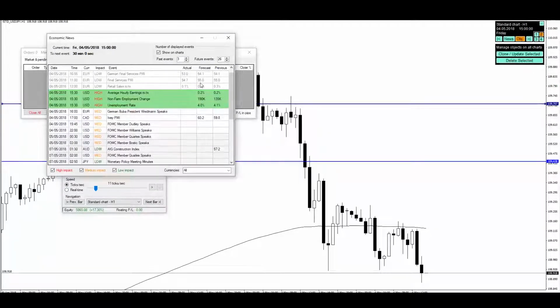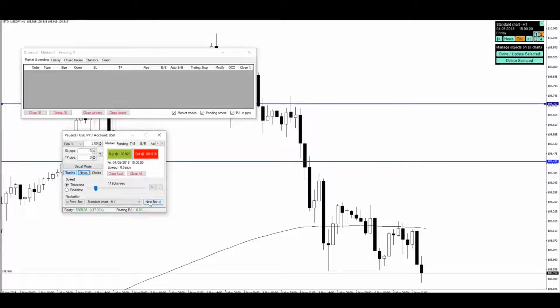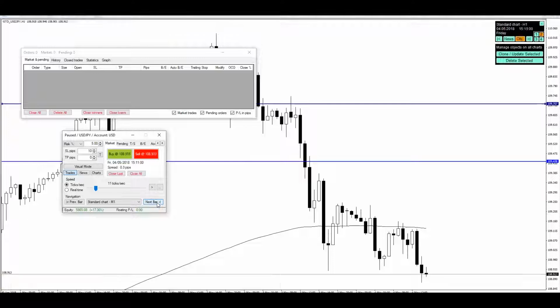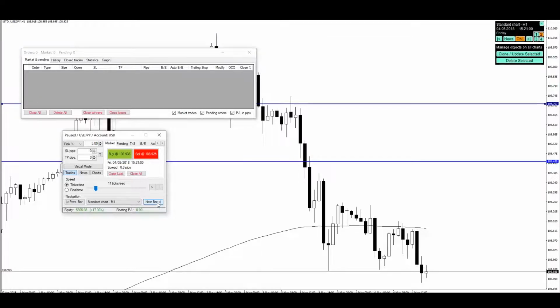See how repetitive this gets? This gets really repetitive. All right, so we're going to go towards the last 5 minutes. This is how I backtest news. This is exactly how I backtest news.